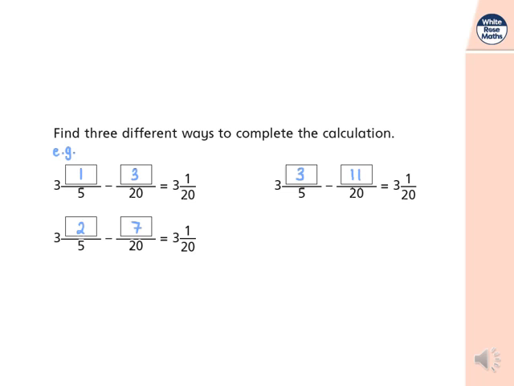Here are some of the examples that you could have had. You might have found some other ones as well. So we've got 1/5, take away 3/20, so you would have had to have done some converting there. Well done if you managed to find any of those answers.